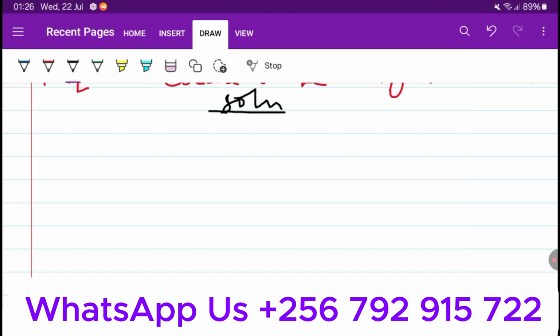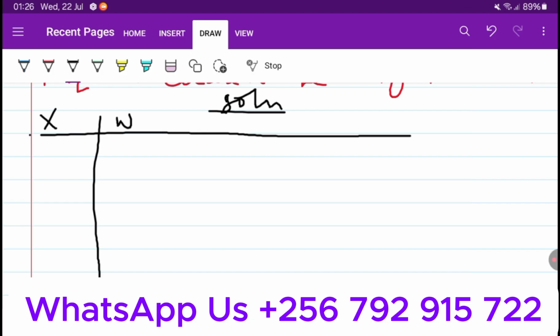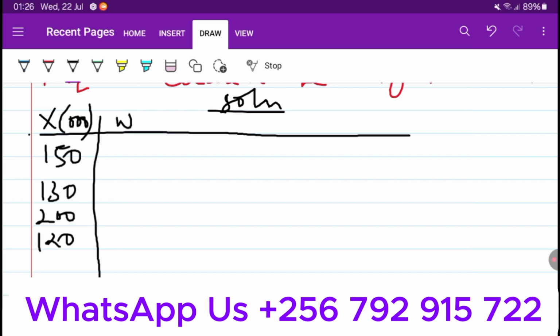Solution. We can have these as our x values. Then we have the weights, we just call it W. This is 150. They are in thousands, so that you don't forget. So this is 130. This is 200. This is 120. This is 180.